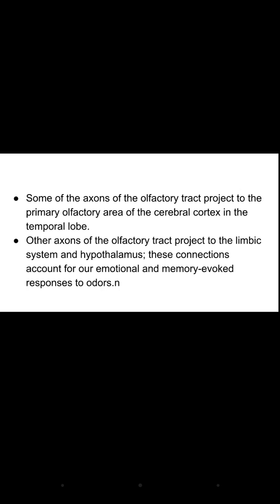Then some of the axons will go to the brain. In the brain there is the lobe known as the temporal lobe. There the axons will go and then the person will have a sense of smell. The other axons go to the hypothalamus and the limbic system.